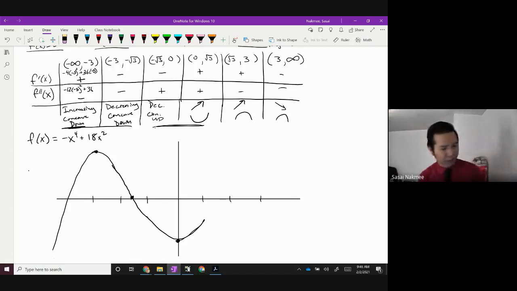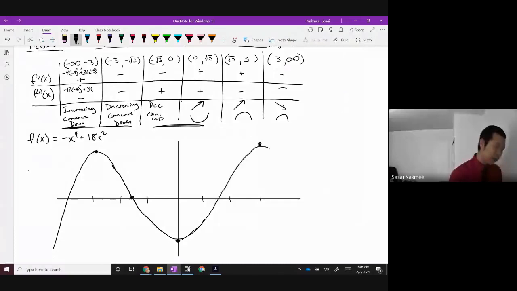Okay, and then it's going to be increasing, and again, it's going to change from concave up to concave down somewhere at 1.7, which is over here, right? So it's going to change, and then at 3, I'm going to again have to change from increasing to decreasing, so it's going to look something like that. And there is my rough sketch of what this function might look like.